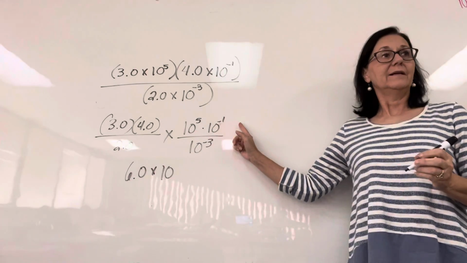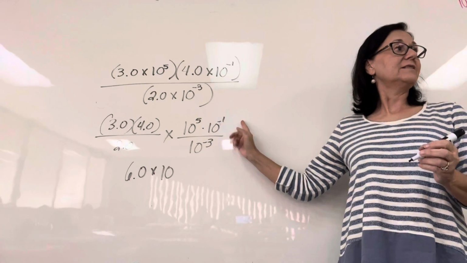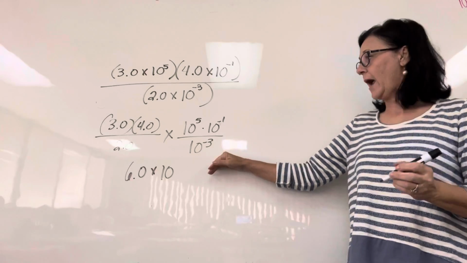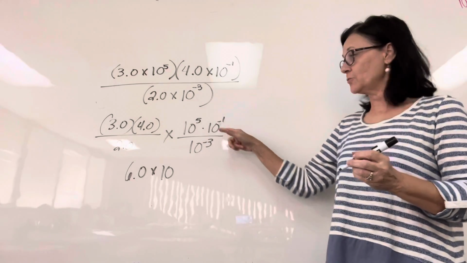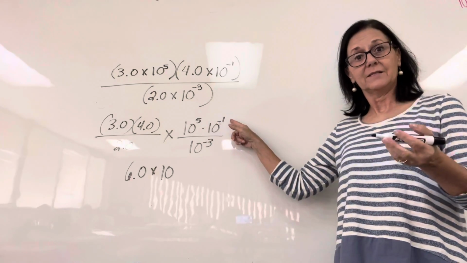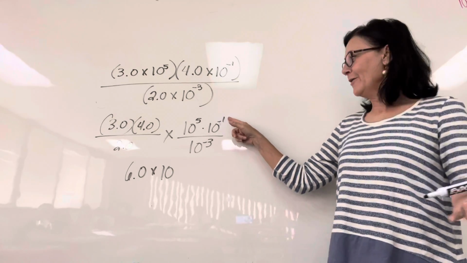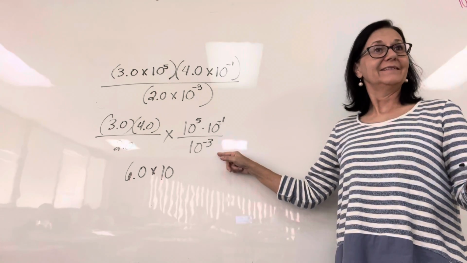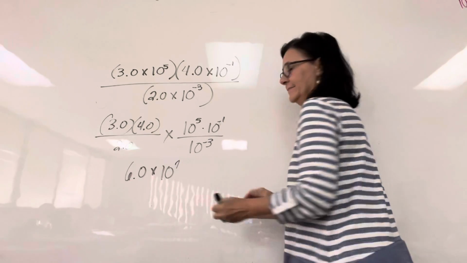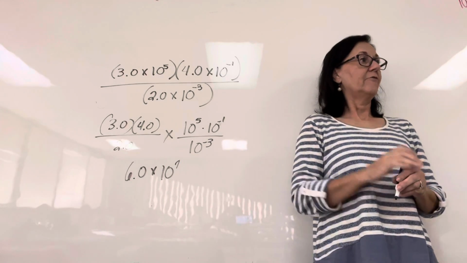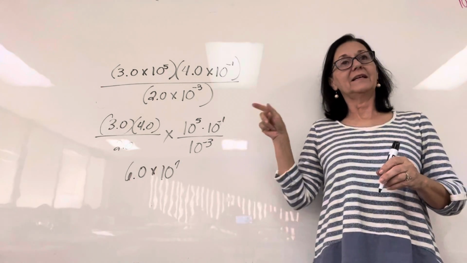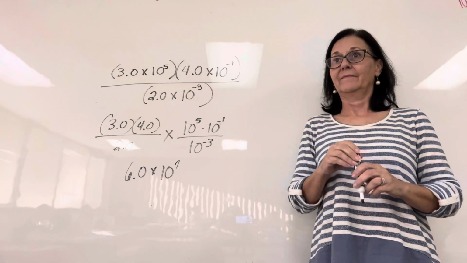Multiplication is addition. Division is subtraction. So we'll add and we'll subtract. 5 plus negative 1 is 4, minus negative 3, 7. 4 minus negative 3 is 4 plus 3. Okay?